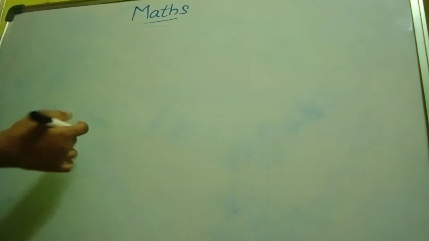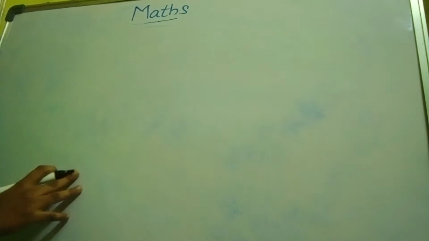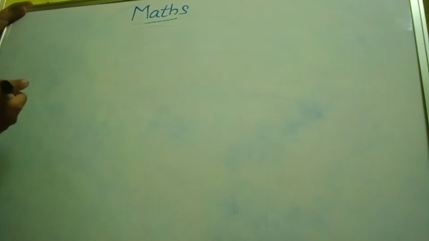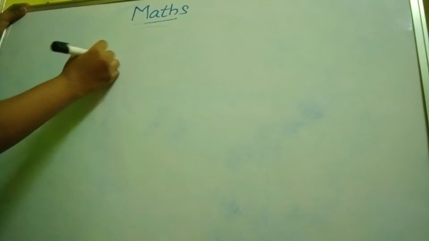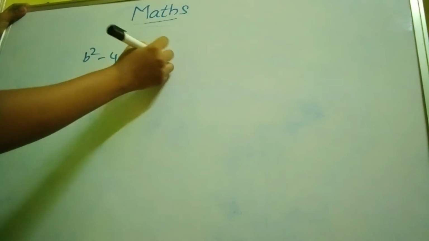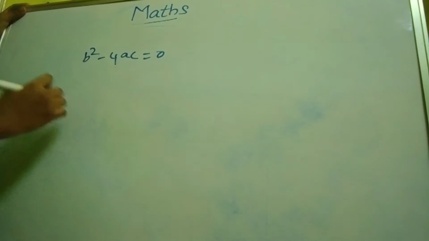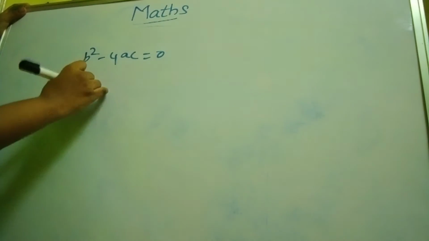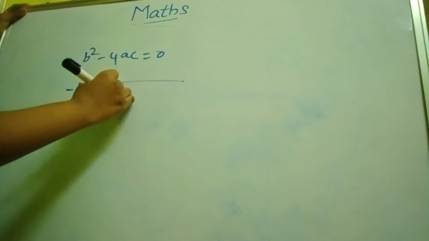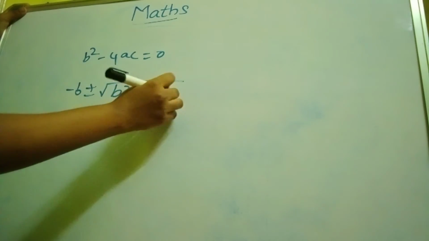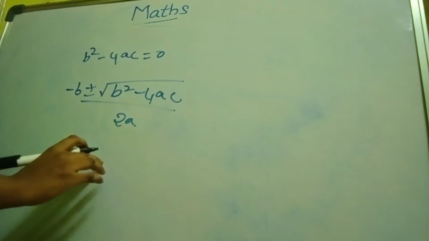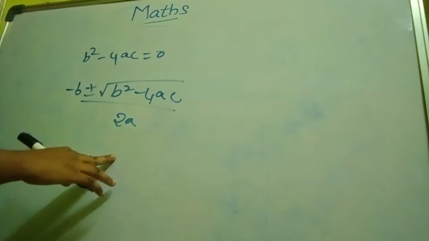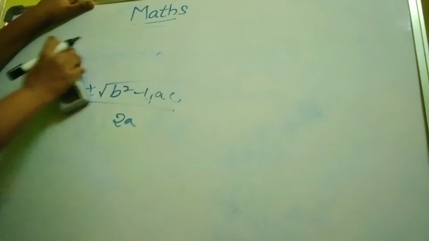Next, now we are going to pair of linear equations. See, how to find roots? Roots formula is b square minus 4ac is equals to 0. Or else we have another formula, minus b plus or minus root of b square minus 4ac by 2a. This is roots. If we have to find roots, we have this formula.